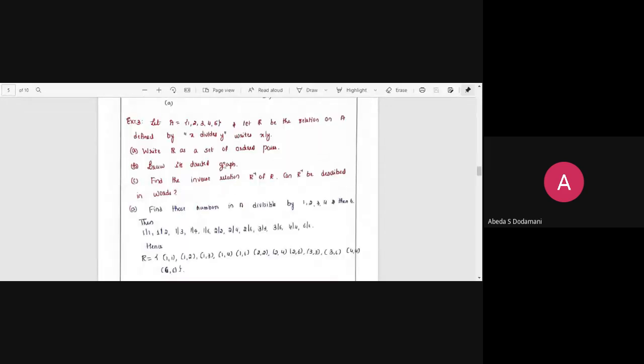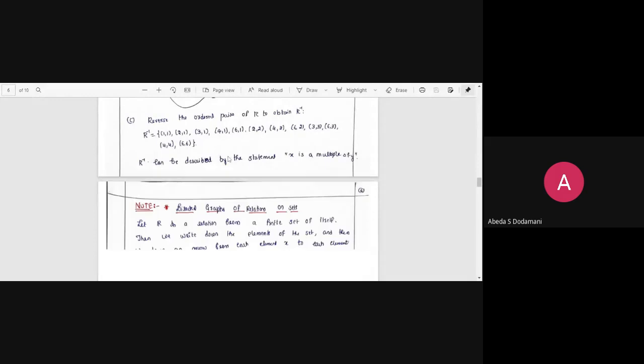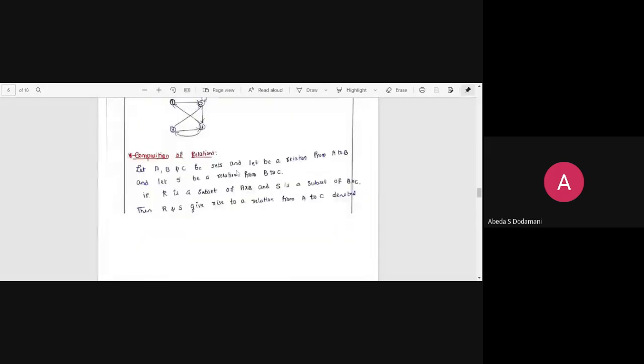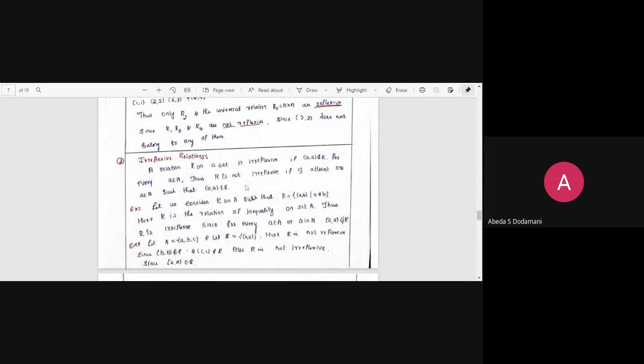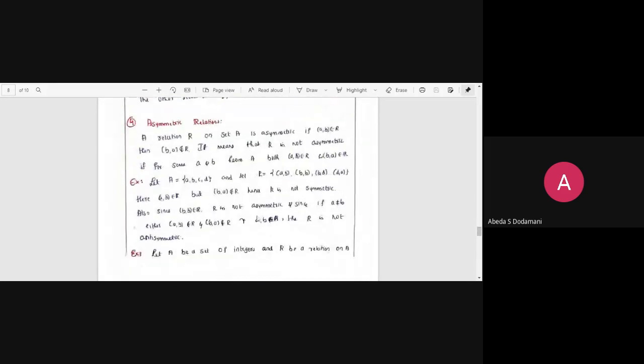Okay, so here I think in the last class we were discussing the directed graph and the types of relation. In those types of relations we have done up to symmetric relation. Now let's go ahead with today's discussion, which is all about the transitive relation.